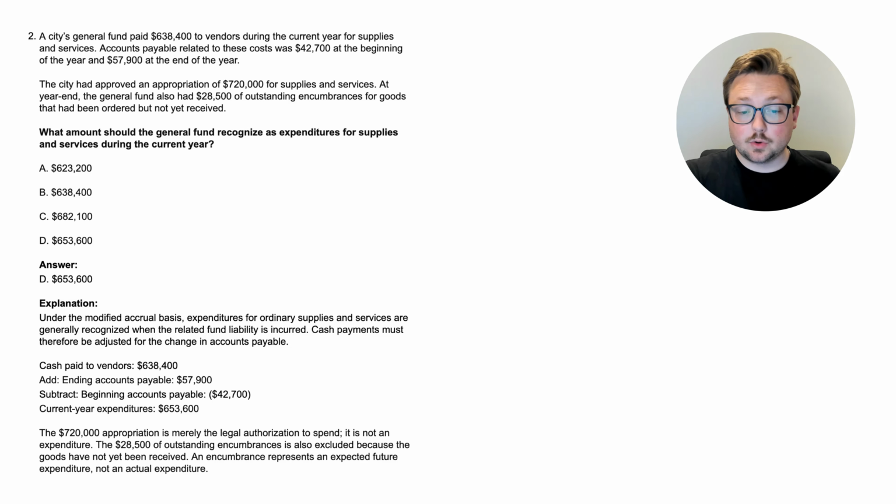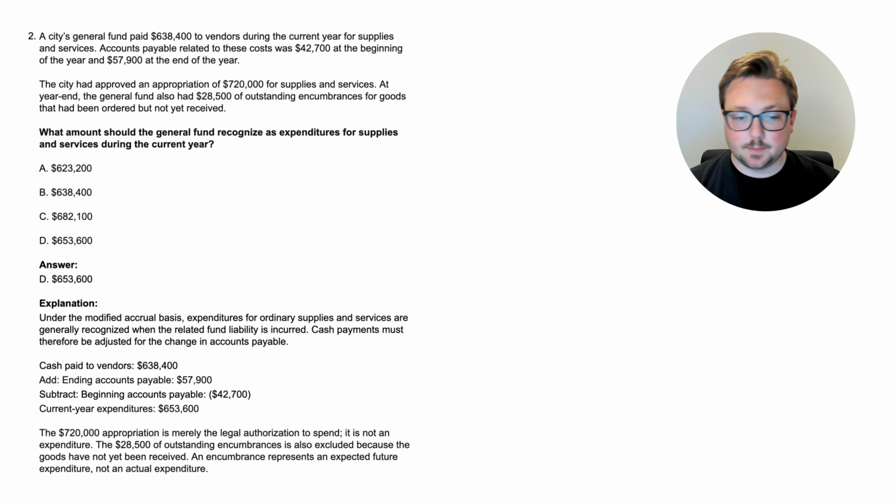Under the modified accrual basis, which is what we're talking about throughout pretty much this whole video, expenditures for ordinary supplies and services are generally recognized when the related fund liability is incurred. Cash payments must therefore be adjusted for the change in accounts payable. So the cash paid to the vendors was $638,400. Then you add the ending accounts payable of $57,900 and you subtract the beginning accounts payable of $42,700.